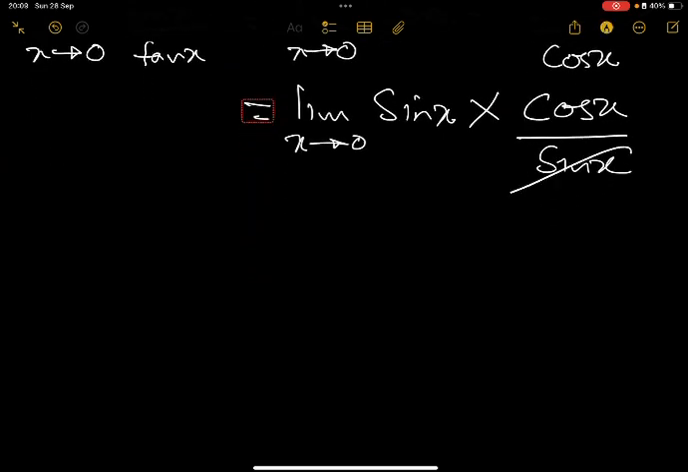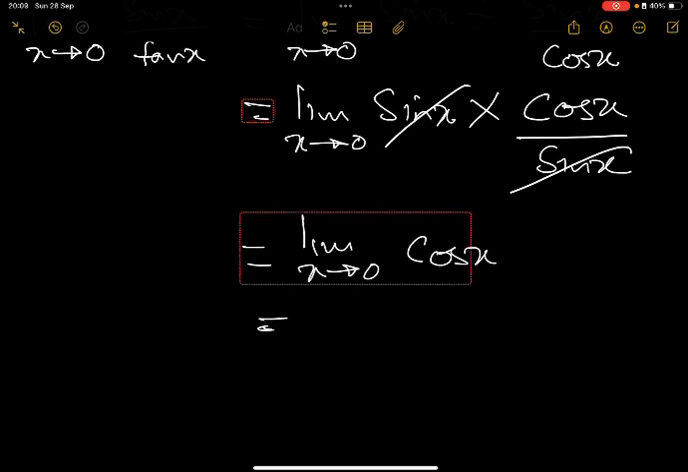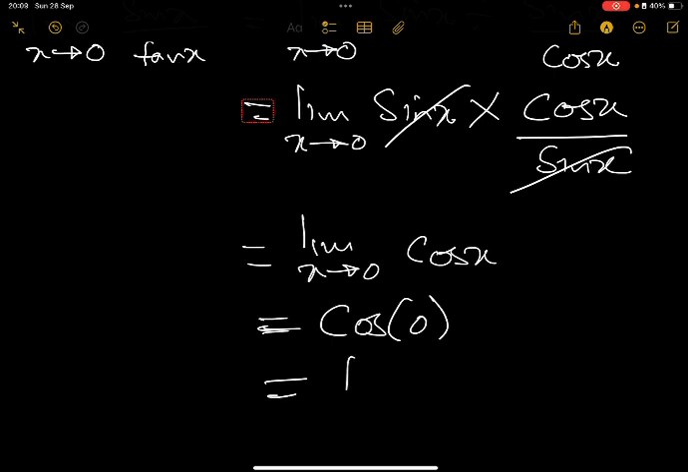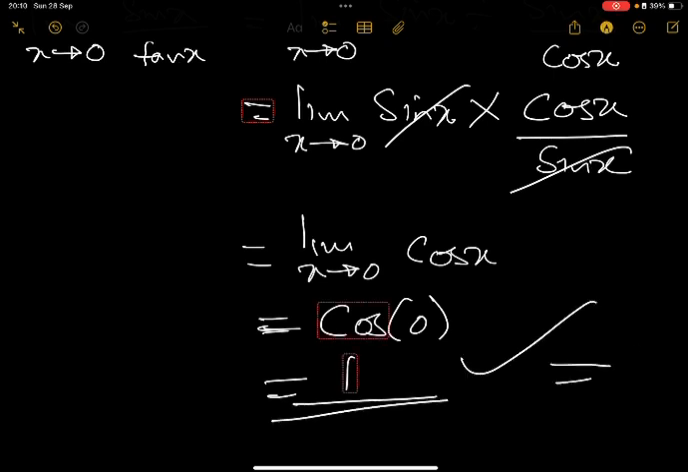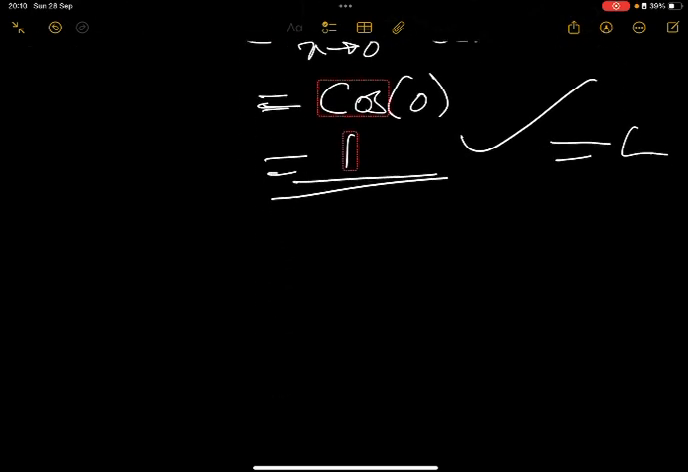Then if we cancel here and here, we will be left with the limit as x approaches 0 of cos of x. If we substitute here, substitution now works. This is defined. If we say cos of 0, we'll get 1. So 1 is our limit L that we were looking for.